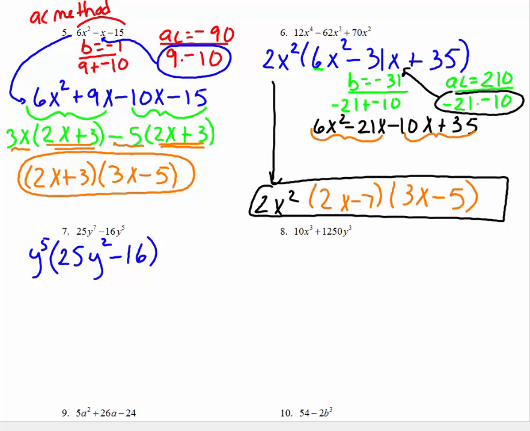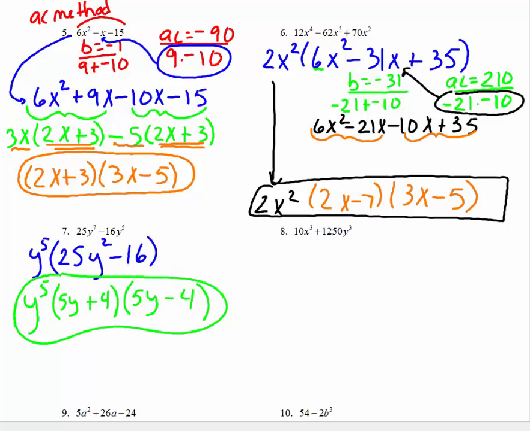Now, 25y squared minus 16 is a binomial, so we have two terms, and it's going to be a difference of squares. So y to the 5th will stay out in front, and I'll use the difference of squares formula. 25y squared comes from 5y, 16 comes from 4, so 5y plus 4, and 5y minus 4. So my final answer is y to the 5th, and then in parentheses 5y plus 4, 5y minus 4.